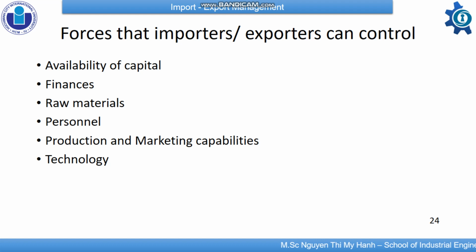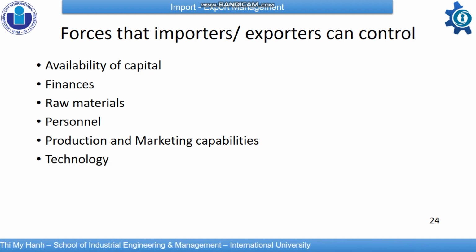We can control the availability of capital, right? And also finance. We can also control the raw materials, technology, production, and marketing capabilities.